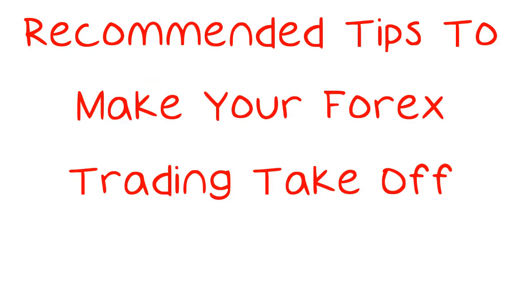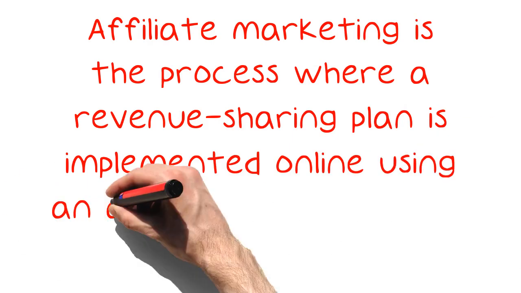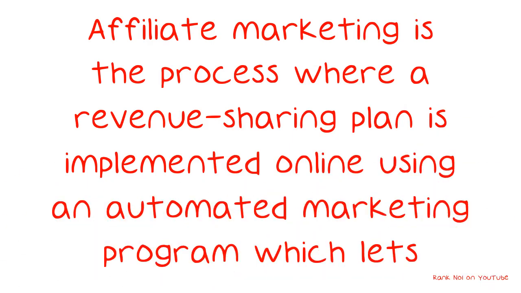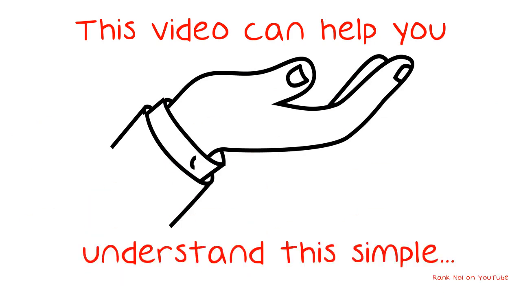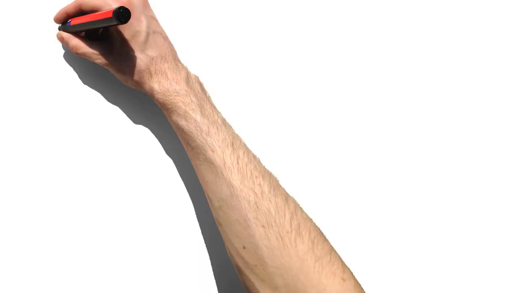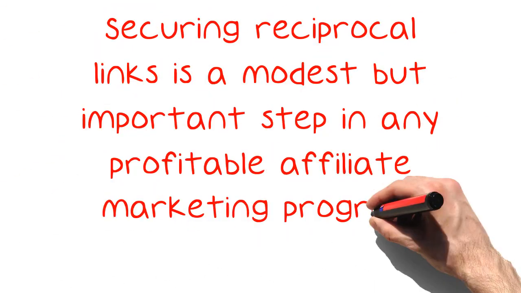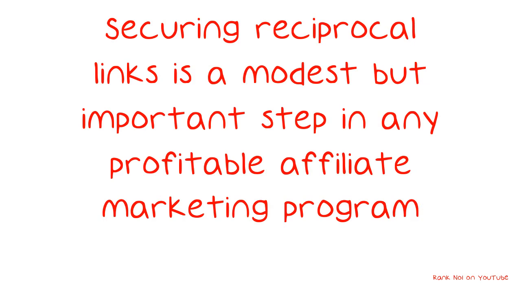Recommended tips to make your Forex trading take off. Affiliate marketing is the process where a revenue sharing plan is implemented online using an automated marketing program which lets webmasters place an advertiser's ads or links on their website. This video can help you understand this simple, yet also complex method of marketing and publicizing your business, product and services. Securing reciprocal links is a modest but important step in any profitable affiliate marketing program.